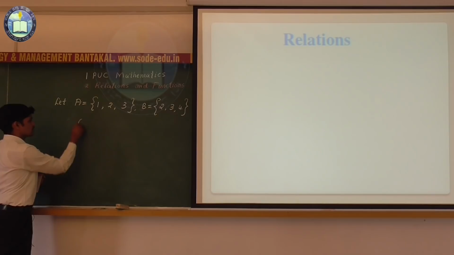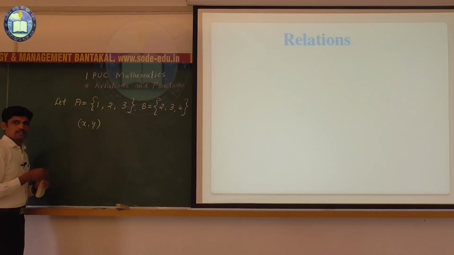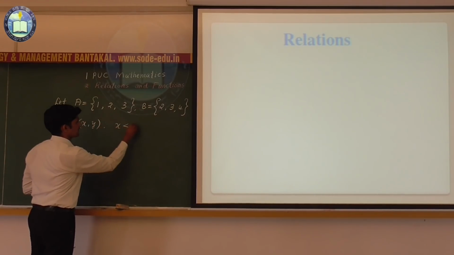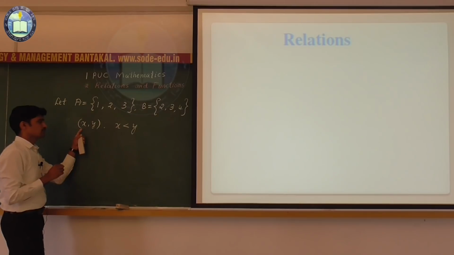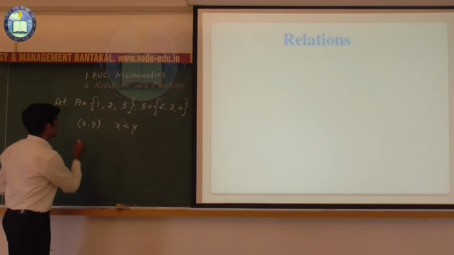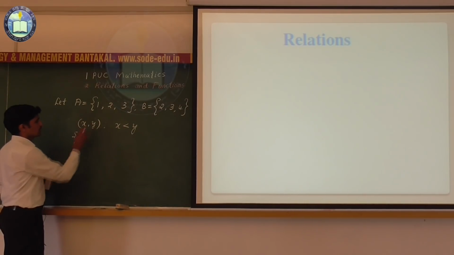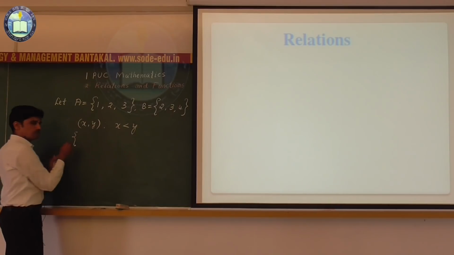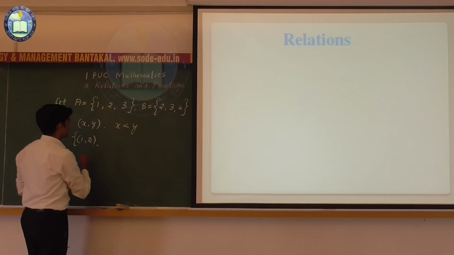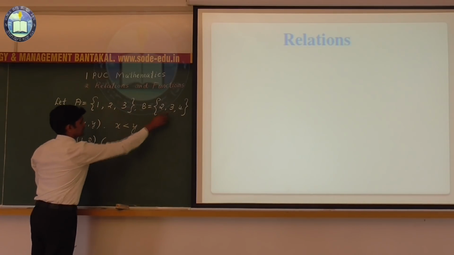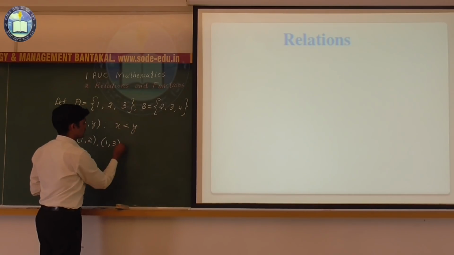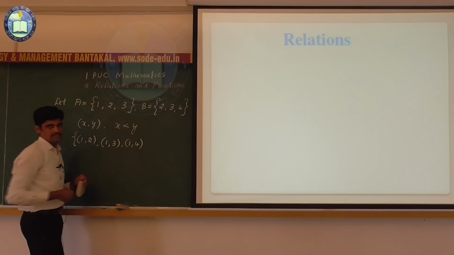I will define a relationship which contains the elements in the form x comma y, where x must be less than y. Means the first element must be less than the second element. Then that set will contain elements like 1, 2. Of course, 1 is less than 2, therefore 1, 2 belongs to that set. Then 1, 3, 1 is less than 3, therefore it belongs to that set. Then 1, 4, 1 is less than 4, therefore it belongs to that set.